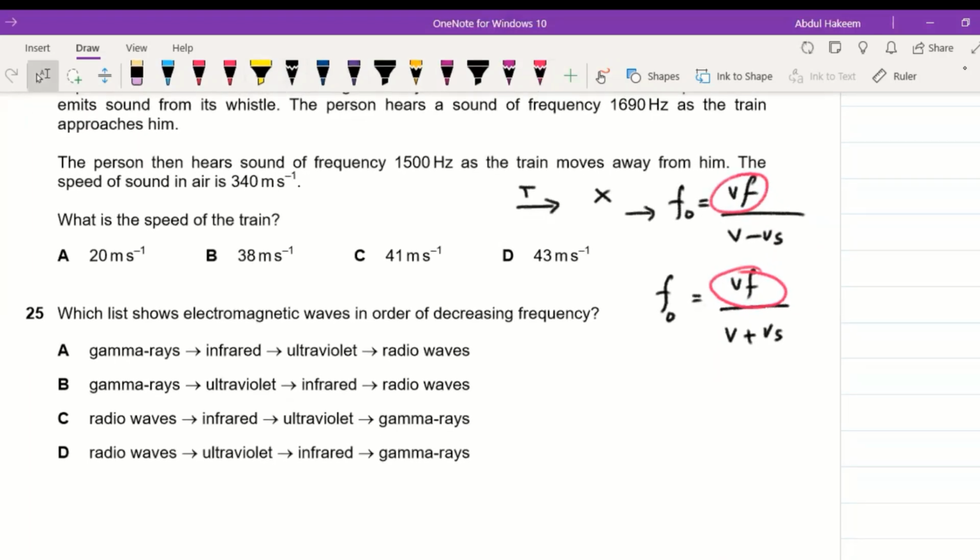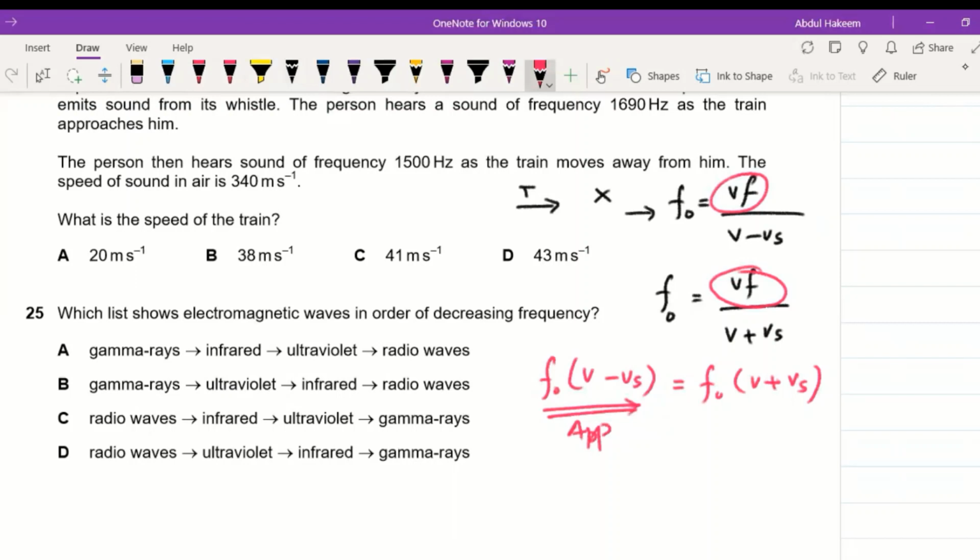So we can write F naught times (V minus Vs) exactly equal to F naught times (V plus Vs). So this is the portion when the train is approaching the observer, and this is when it is moving away from the observer. So this is for the approaching and this is going away. But this V times f is the same, so we can write this.